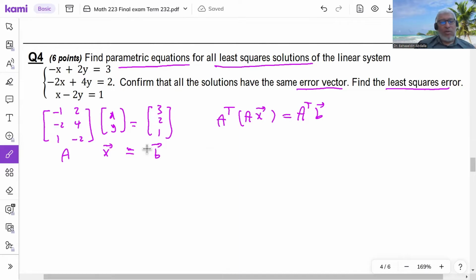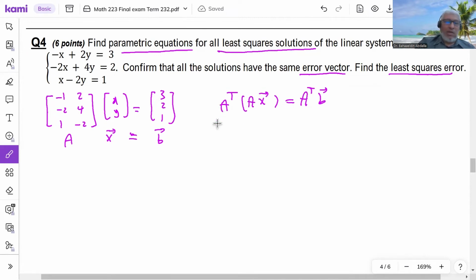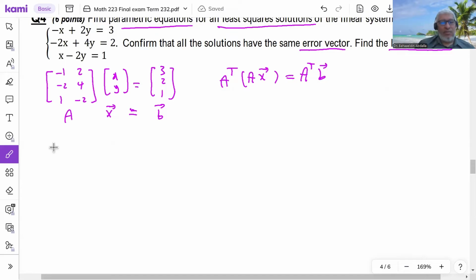So let me multiply A^T by A. So I'll have A^T A here. Okay. Let me find A^T A. So A^T would be the transpose of this one, negative 1, 2. First row, you write it as a column. This is A transpose times A.